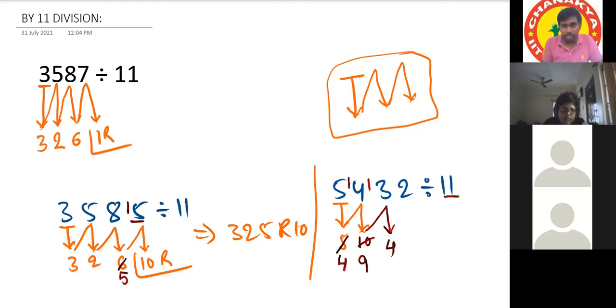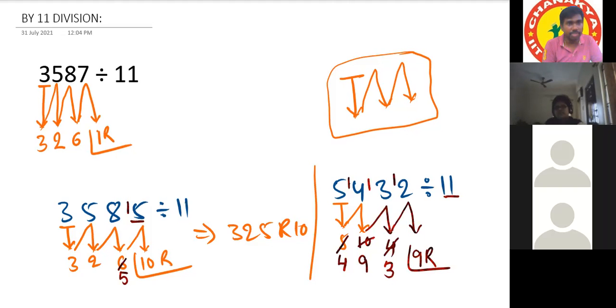No, sir. Then reduce one number. Make it as 3 and make it as 12. Now can you subtract 3 from 12? Yes, sir. How much is it? 9. So 9 will be the remainder. Okay. Got it, all of you? Yes, sir. 493 with remainder 9.